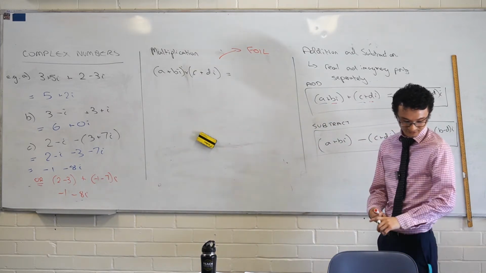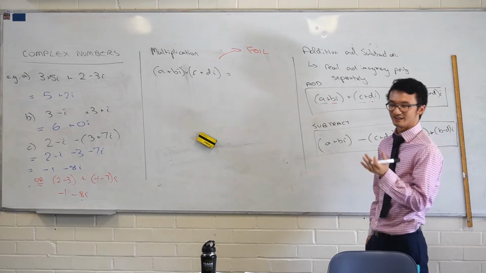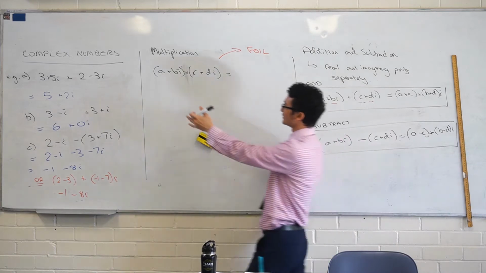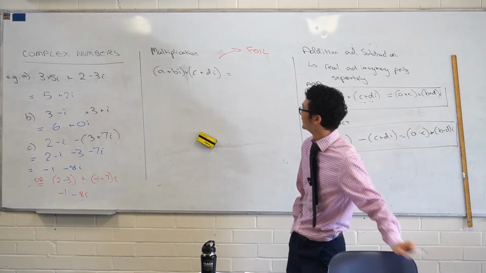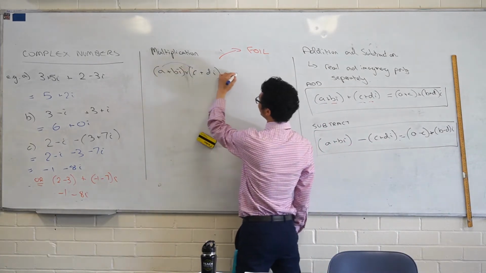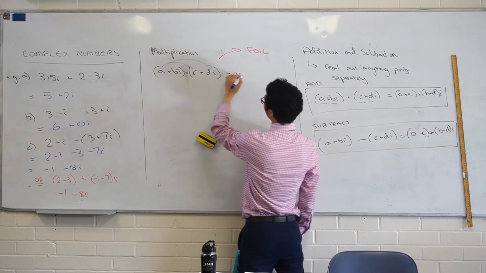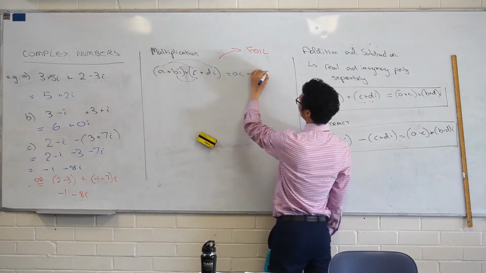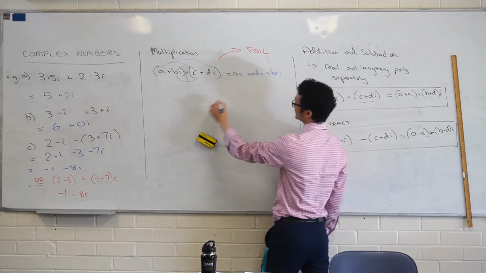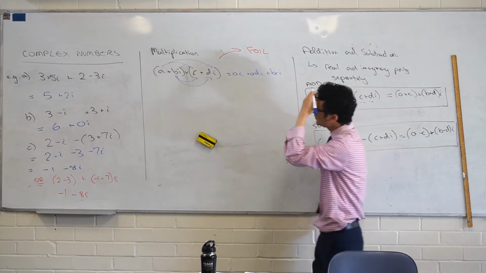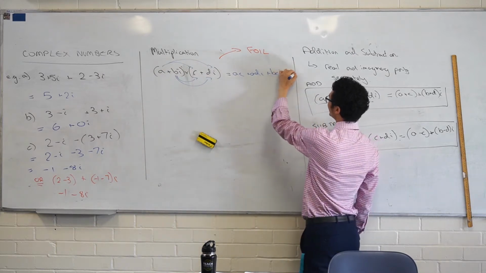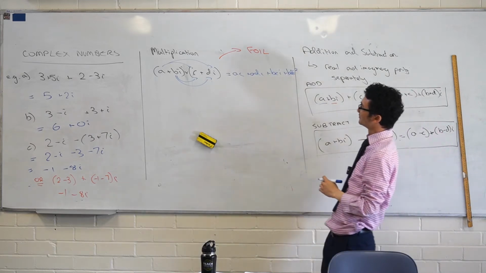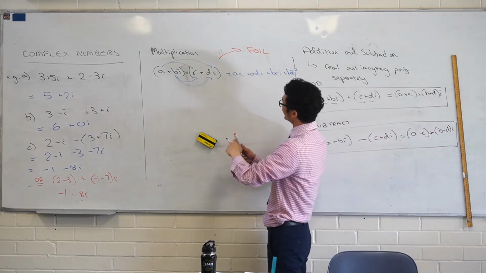Which ends up being, well, what does it end up being? Because you guys realize, we do have i in this situation. So let's just do it out just to see what we get, right? We'll get ac plus adi plus bci. And then here we get bdi squared. Okay, what can we do with that?